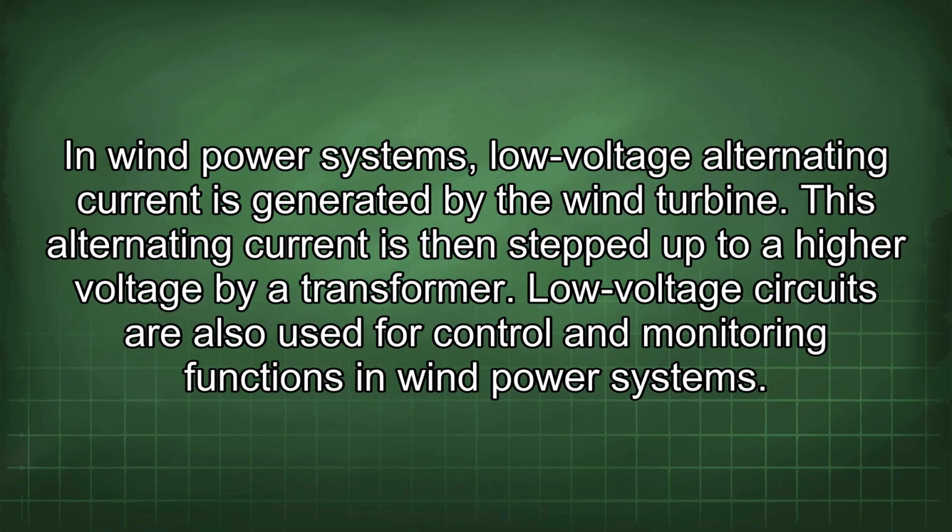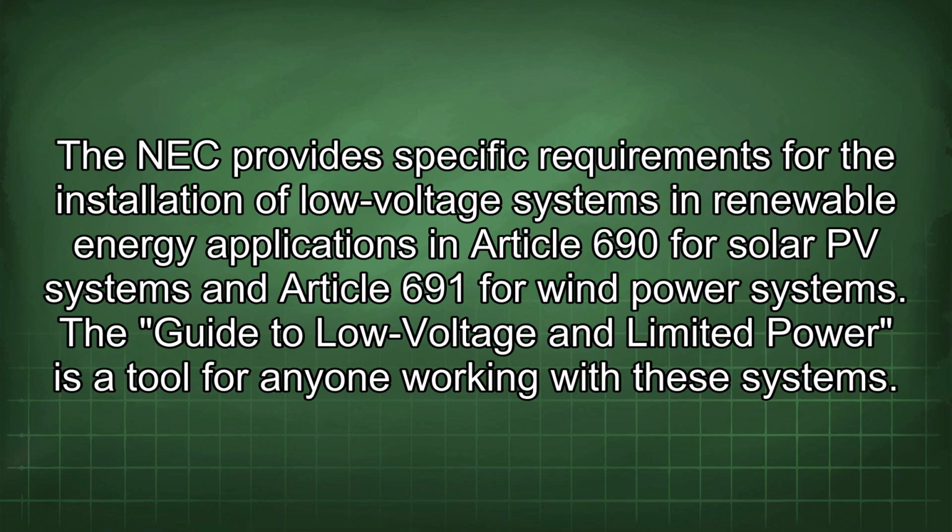In wind power systems, low-voltage alternating current is generated by the wind turbine. This alternating current is then stepped up to a higher voltage by a transformer. Low-voltage circuits are also used for control and monitoring functions in wind power systems. The NEC provides specific requirements for the installation of low-voltage systems in renewable energy applications in Article 690 for solar PV systems and Article 691 for wind power systems. The Guide to Low Voltage and Limited Power is a tool for anyone working with these systems.